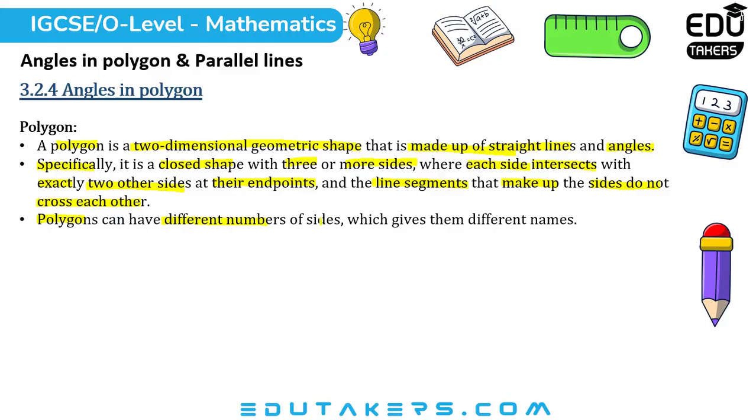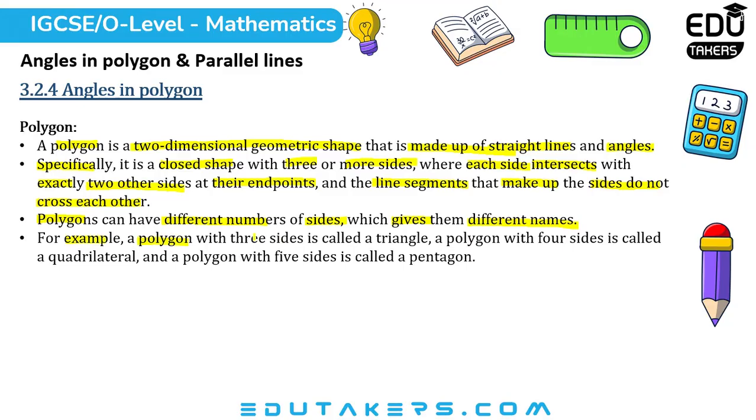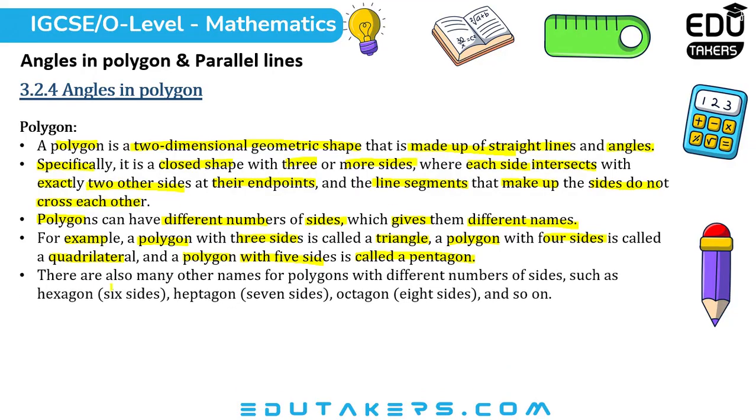Polygons can have different numbers of sides, which gives them different names. For example, a polygon with 3 sides is called a triangle, a polygon with 4 sides is called a quadrilateral, and a polygon with 5 sides is called a pentagon. There are also many other names for polygons with different numbers of sides, such as hexagon with 6 sides, heptagon with 7 sides, octagon with 8 sides, and so on.